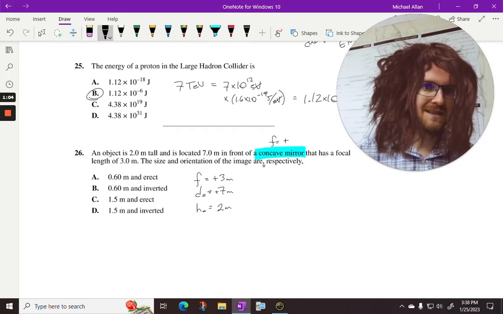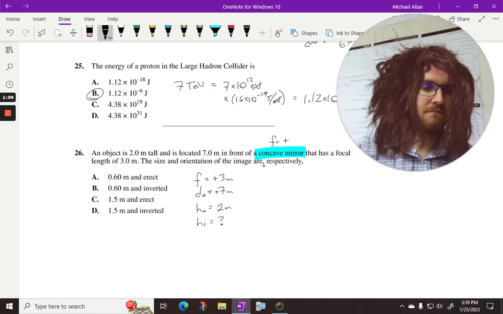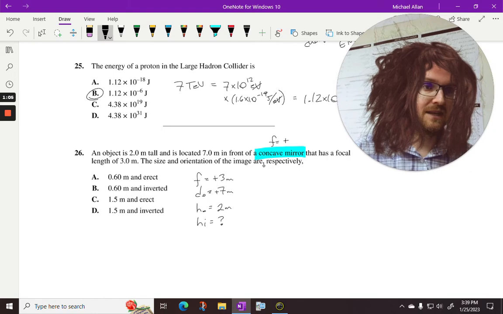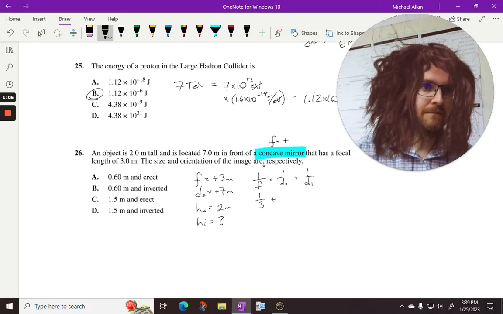So we want to know the size, so we want to know the image height. All right, so we want to know that. And what's the orientation? Is it inverted? Is it erect? So we kind of want to know the magnification as well. So to do all of this, I'm going to have to find out what my di is. I've got to go 1 over f is equal to 1 over do plus 1 over di. Let's put in the numbers here. Yep, it's equal to 1 over 7 plus 1 over di.